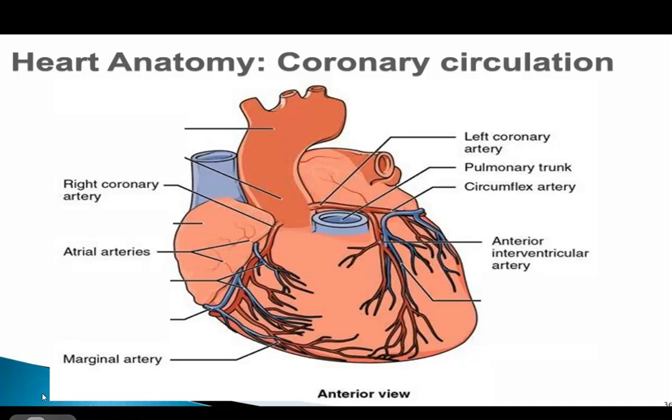This image shows the anterior view of the heart's coronary circulation, meaning the blood supply that serves the heart muscle itself. The right and left coronary arteries branch off the base of the aorta. The left coronary artery splits into the circumflex artery and the anterior interventricular artery, which run along the front of the heart. The marginal artery supplies blood to the outer surface of the heart. This network keeps the heart nourished and functioning with a steady supply of oxygen-rich blood.